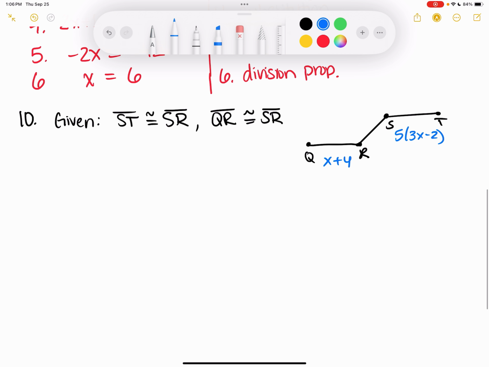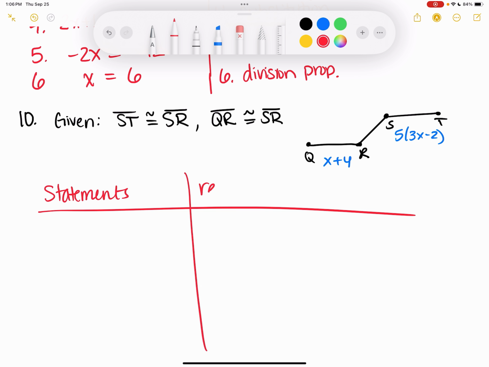All right, so I'm going to set up my proof. So I got my statements. I've got my reasons. All right, so what's my first thing always going to be? The given. Right, the given. So that's going to be ST is congruent to SR, both of those being segments. And then I'm going to put a comma, QR is congruent to SR. And again, if you want to write them as two separate things, you would just write 1 and 2, and then you'd write given under both 1 and 2. But we can do it all as one. So that's the given.